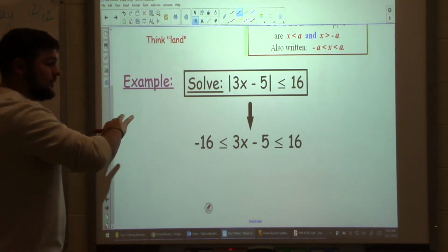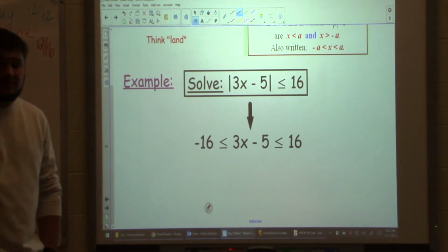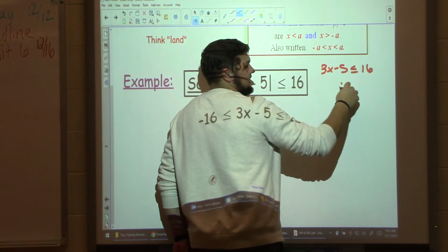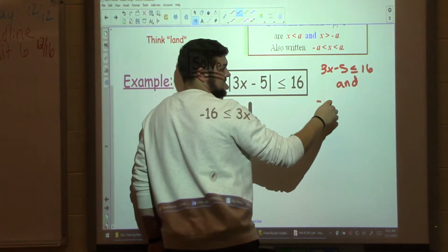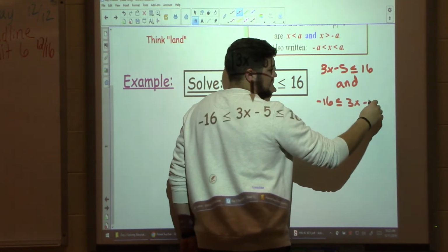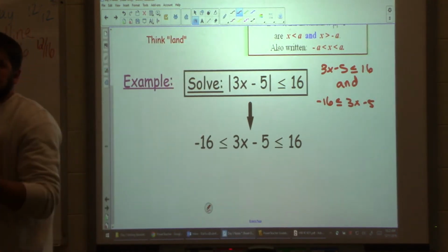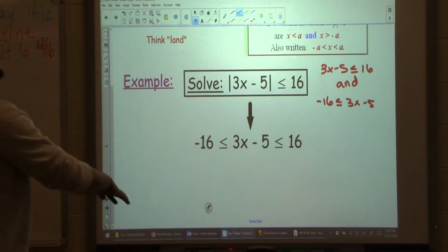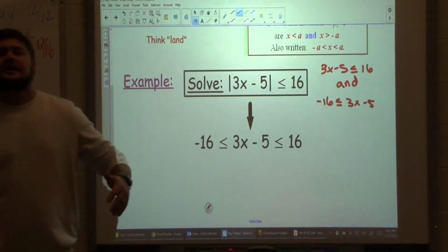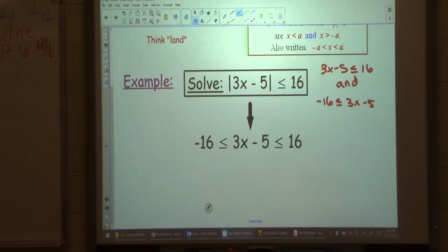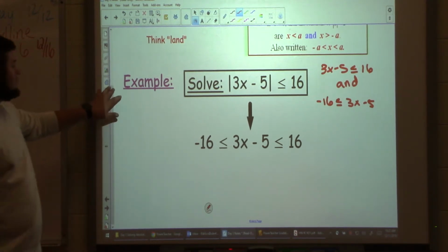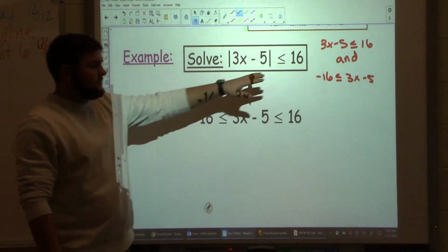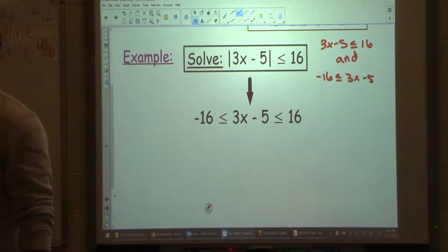You could also write it out as two separate inequalities and have the word AND in between them. You could write it out as 3x minus 5 is less than or equal to 16, and -16 is less than or equal to 3x minus 5. Or you could have them flipped around and you have 3x minus 5 greater than or equal to -16. Either way works. I'm going to do the compound inequality. That's the way I prefer to do it. I think it's the easiest way to do it. And then when we ask you to graph it later on too, it's going to make it easier. Okay? So once you've changed it to an AND statement or a compound inequality or the two separate inequalities with the AND in between them, you get rid of your absolute value, now you can solve it.